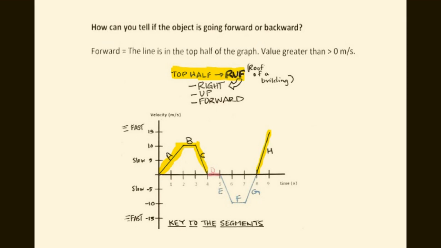Think of the x-axis as a division line in a fraction, and it divides our graph into a top half and a bottom half. Section D is not part of either the top half or the bottom half, as it is on the x-axis itself. So any line that is on the top half of the graph is considered to be moving right, up, or forward. The easy way to remember this is to pronounce the mnemonic RUF as roof, for the roof of a building, since a roof is at the top of a building.